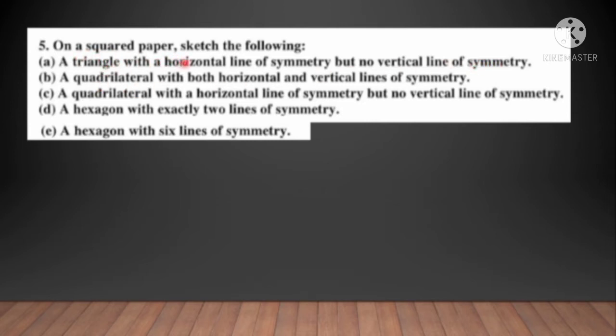In this triangle, we should have only horizontal line of symmetry. Horizontal line of symmetry means only a straight line, just like this. Okay, horizontal line of symmetry but no vertical line of symmetry. We should not draw any vertical line of symmetry. So let us see that.